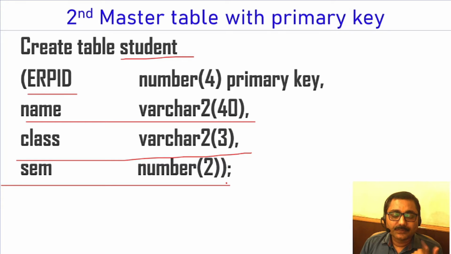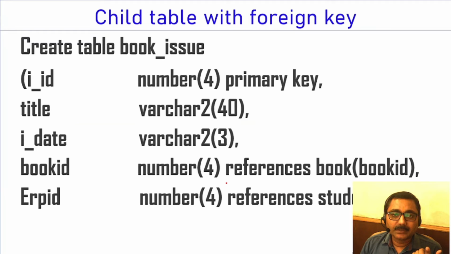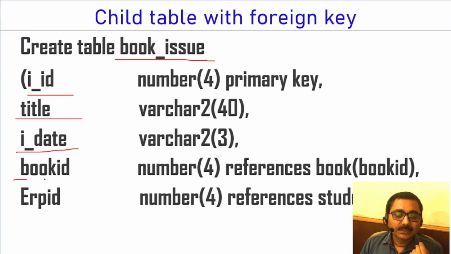After creation of these two master tables, we'll have a child table. This is the name of the table with foreign keys. Its name is book issue. This is its primary key. This is the title column. This is issue date. This book ID is the foreign key, which will refer to book ID of the book table.